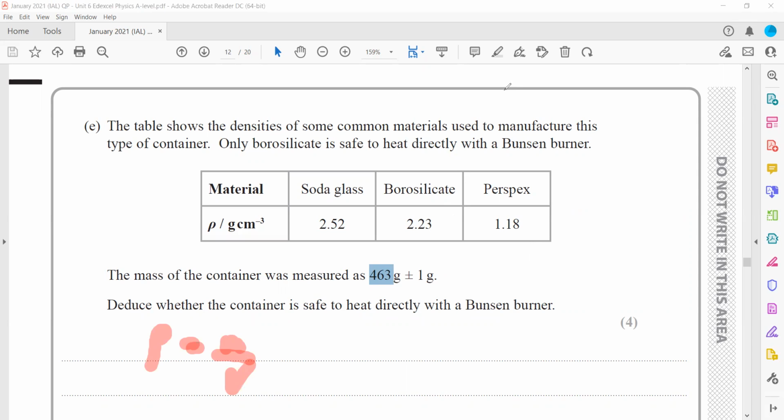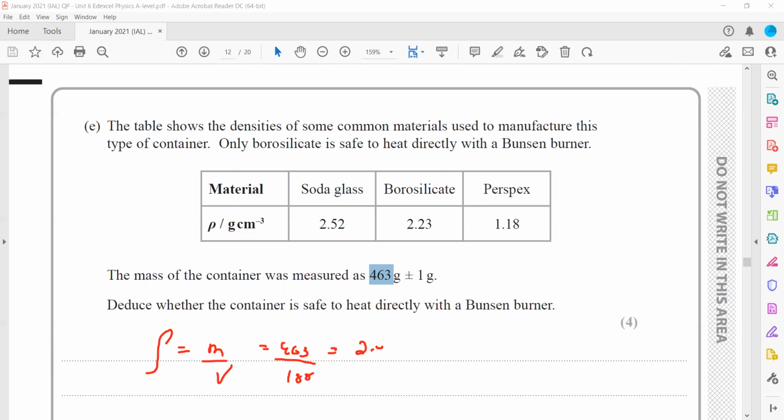So 4 marks. Our first part will be density is mass over volume. The volume is already given and the mass is there. So mass divided by volume will give its density. And using the density, the uncertainty in volume and the uncertainty in mass, we will find the total uncertainty in the density. So this will be 463. An example, the volume is 188.